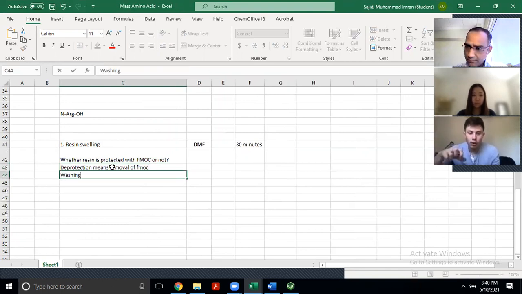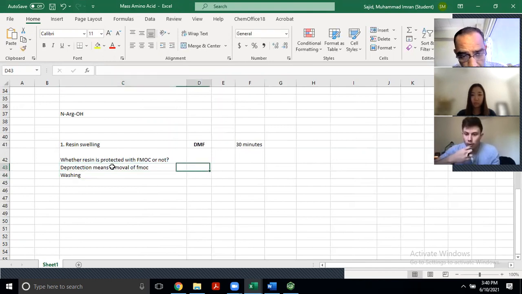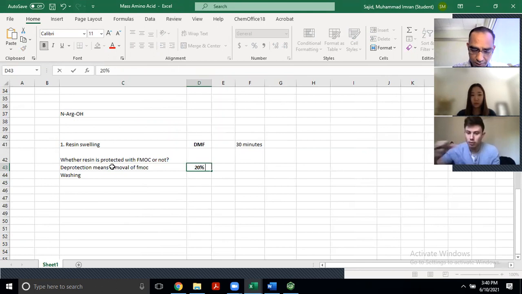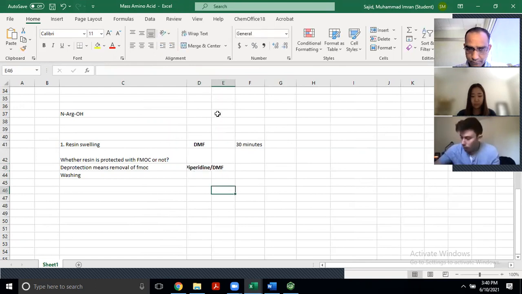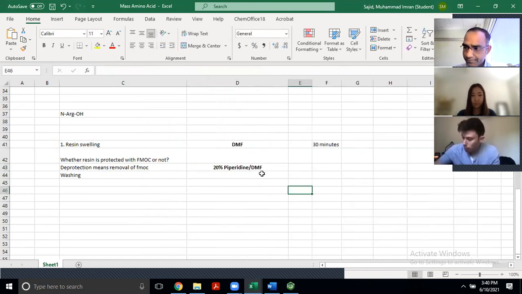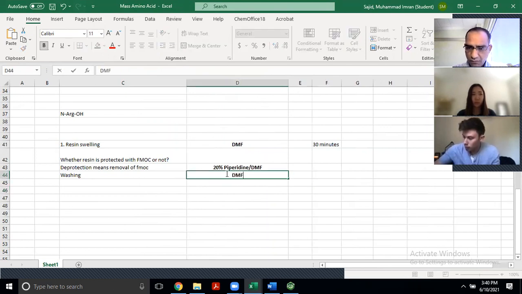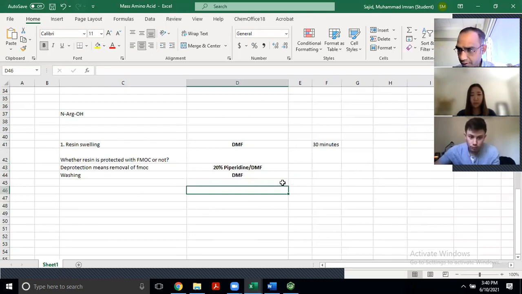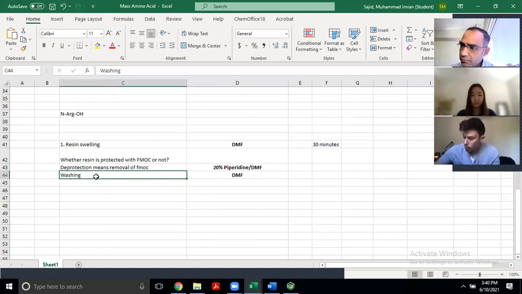After that, I will do washing. What is the reagent used for the removal of Fmoc? 20% piperidine in DMF. Got it? And then washing. Washing is done with DMF. Got it? Why do we do washing? To remove any excess reagents. Yeah. In this reaction, we want to remove the 20% piperidine, because if we don't remove it, the next amino acid will not react.